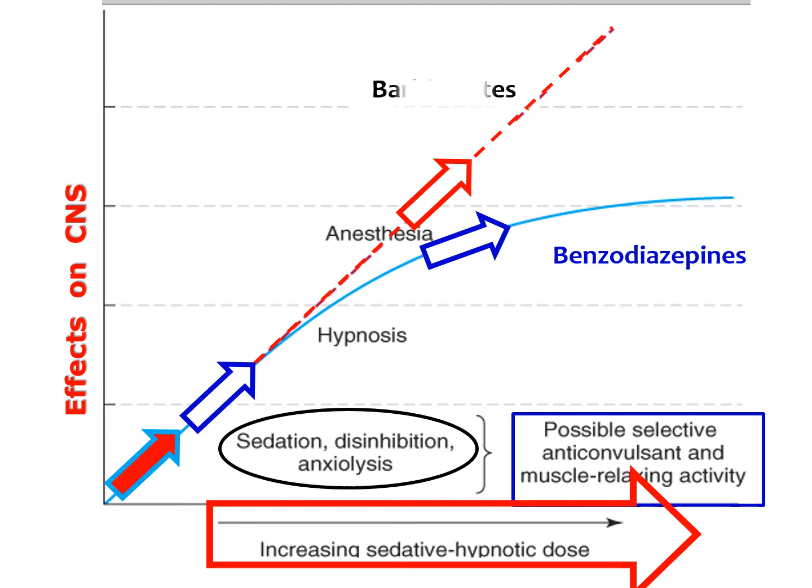However, barbiturates can produce depression of the medullary center, even the respiratory center, vasomotor center, etc. And even the patient may go into coma, and even death can occur with barbiturates. Benzodiazepines cannot produce death. Barbiturates can produce death. This is the basic difference you must keep in mind.